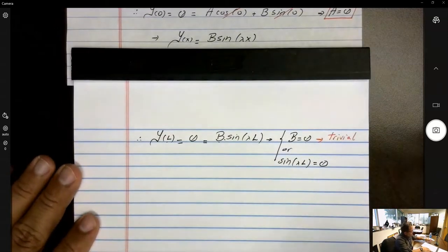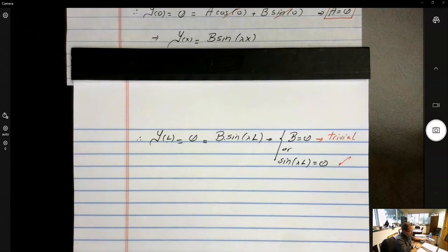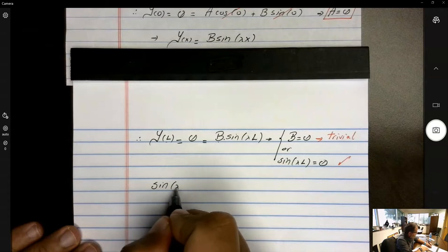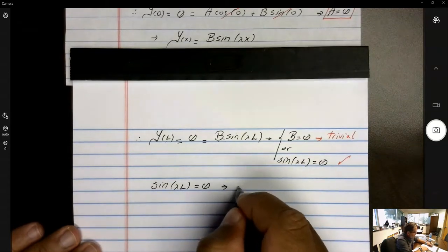So our only choice will be this one. That's the only one that could potentially lead to a non-trivial solution. So it basically says that sine lambda L should be equal to 0. That means that lambda L.